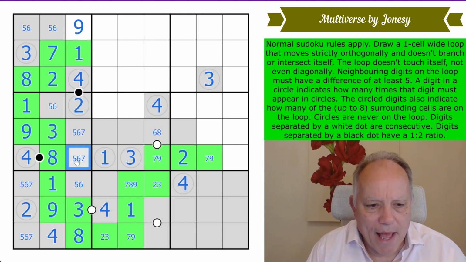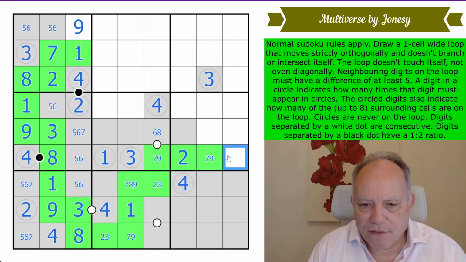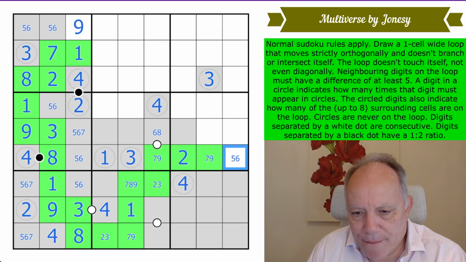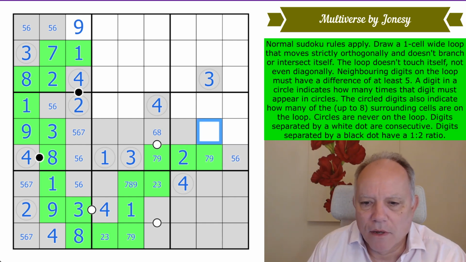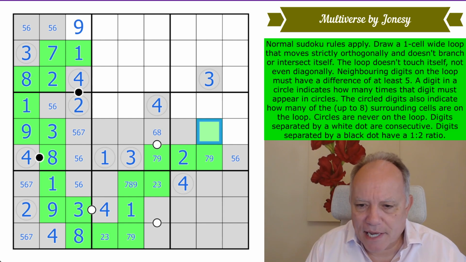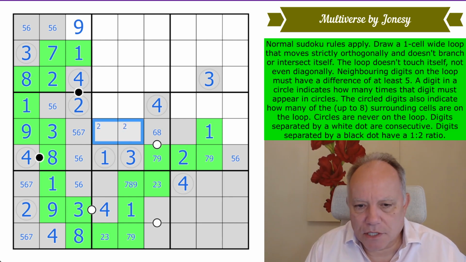That's a little pair. 5 and 6 fill the other spots in the row, and therefore the loop doesn't go there because it can't. There's no difference of 5 available. So that's the low digit. It sees 2 and 3. It can't be 4 because it must have 2 different digits in box 6 touching it. So that's a 1. There is a 2 in one of these cells, that's just Sudoku.